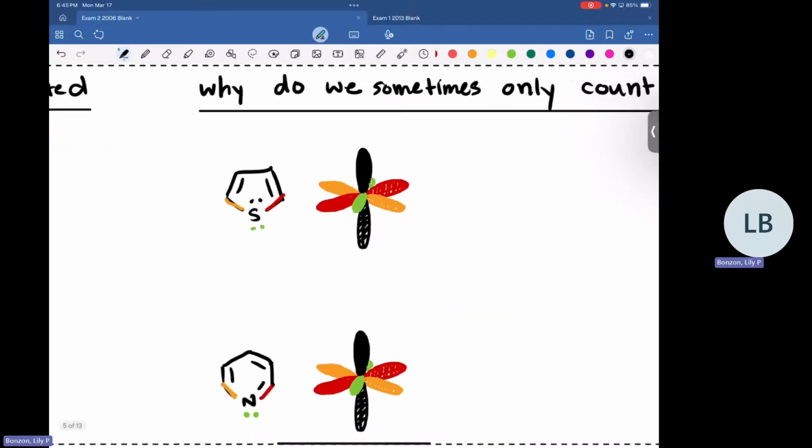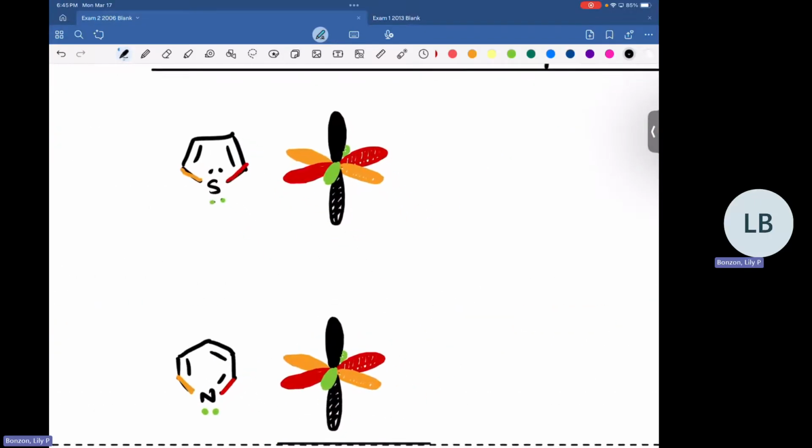So it's the same thing for atoms that have multiple lone pairs or a lone pair and a double bond. So I guess I'll do A, B, C.